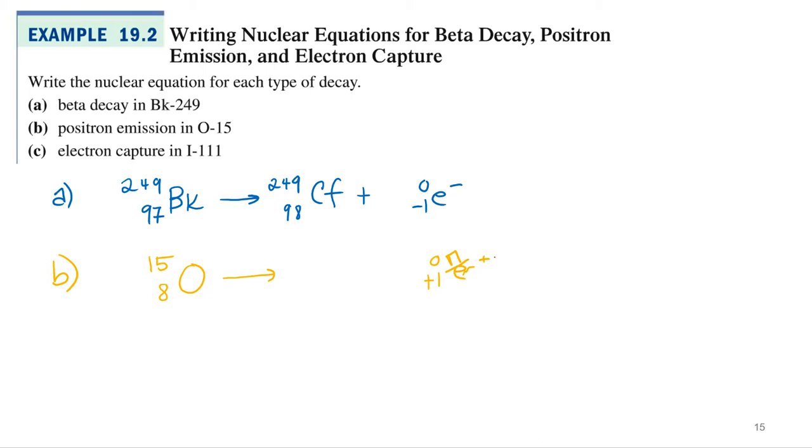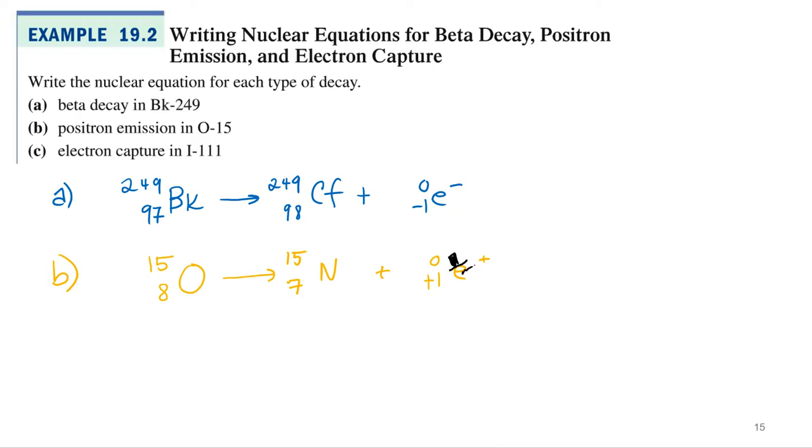All right, so what isotope are we creating? The real important information here. What plus 0 equals 15? 15. What plus 1 equals 8? 7. So what is our daughter nuclide? Nitrogen.